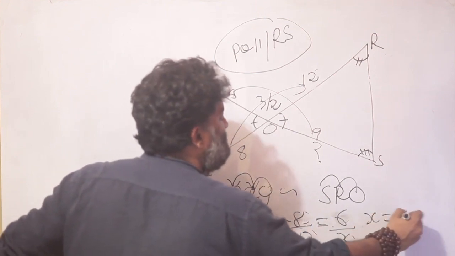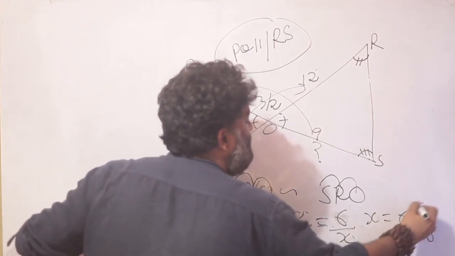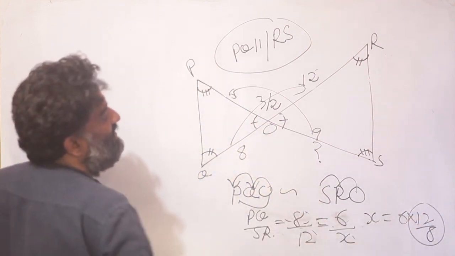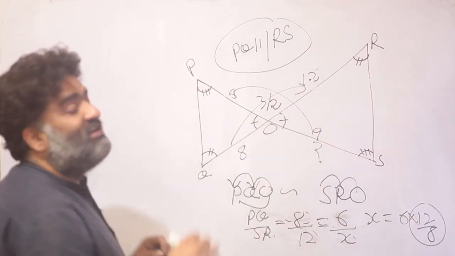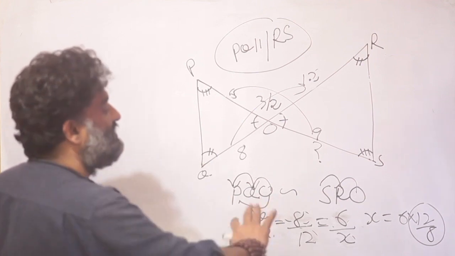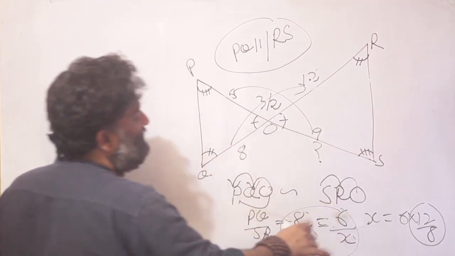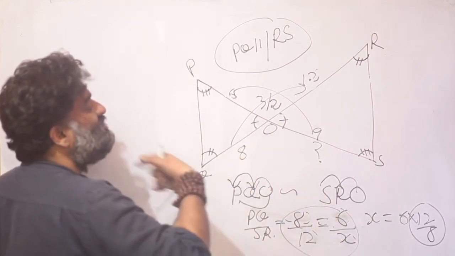X is equal to 6 into 12 by 8. This 12 by 8 is nothing but your multiplying factor, new by old. But I am going into ratios and variations in multiplying factor. Do this and your job will be done. And as you get comfortable, learn to verbalize this.